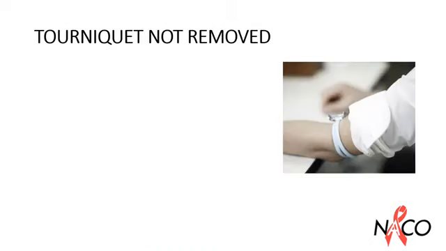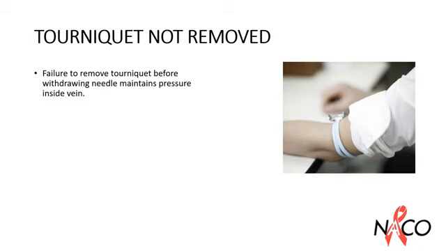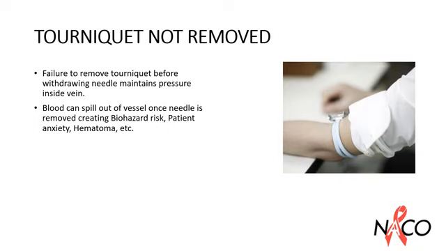Failure to remove tourniquet before withdrawing needle maintains pressure inside the vein. Blood can spill out of the vessel once needle is removed, creating a biohazard risk. Patient anxiety, hematoma. Tourniquet tension should be reduced as soon as the blood starts flowing.